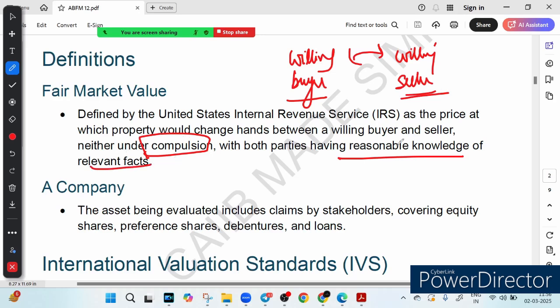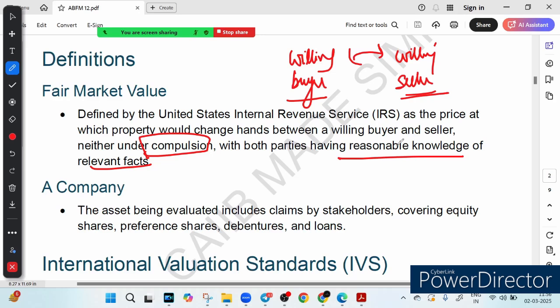So these three conditions must be satisfied, right? Again I am repeating, it is a price at which a company or asset would change hands between a willing buyer and a willing seller. Think of it like selling a house. If both the buyer and seller agree on a price based on the market trend without pressure, that is the fair market value in action. Suppose you are buying a house with your counterparty, another person, and both of you agreed on a certain price. That price is called the fair market value of that house.